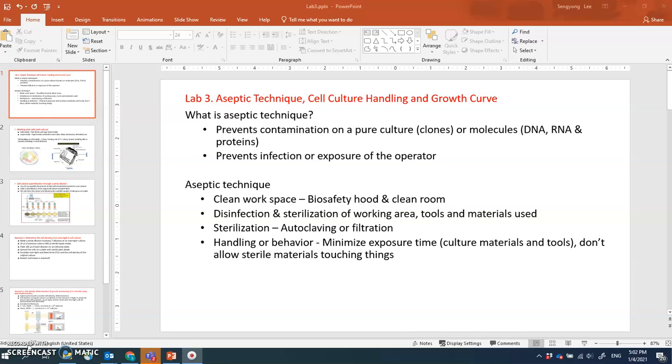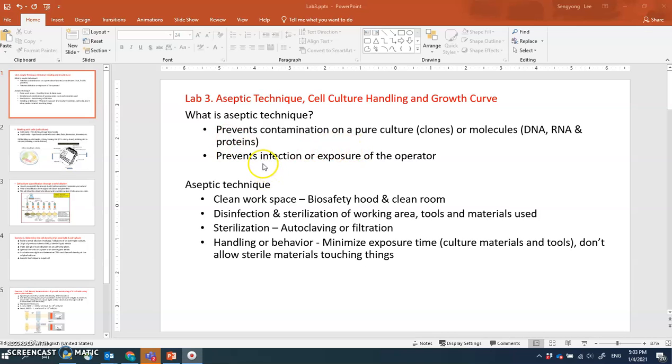Those materials will be pure cell culture, so culture made out of single cells only, and they should not be contaminated, of course, with other cells of different species. And if you are dealing with molecules that are isolated pure, like DNA, RNA, protein molecules, of course they should not be contaminated with other molecules of different sources. So this technique is very important, especially in the molecular biology lab.